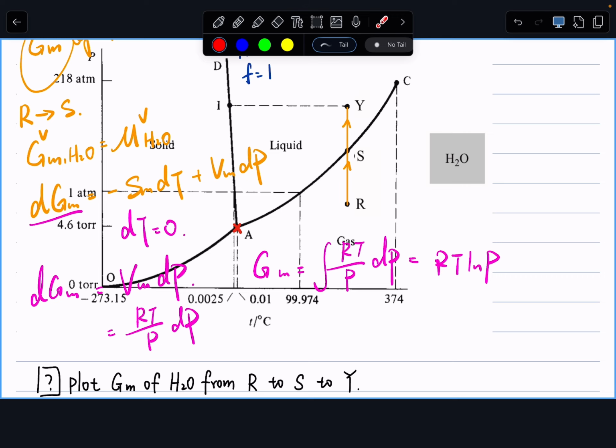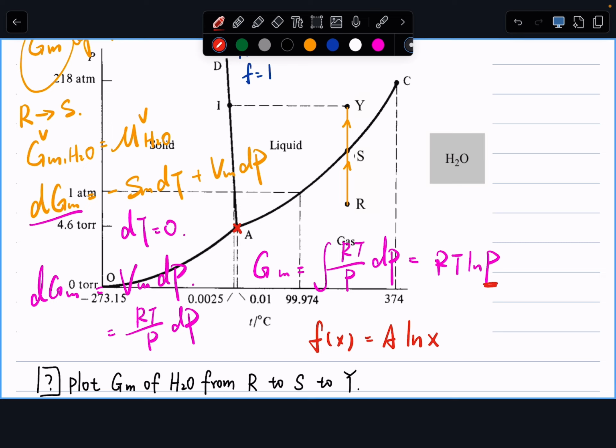And the first part of my curve between R and S is a natural log function. This is the same as some function f(x) equals some constant a times the natural log of x. Your R and T are constant in this case. The pressure is what we're trying to plot. So that's the first half.